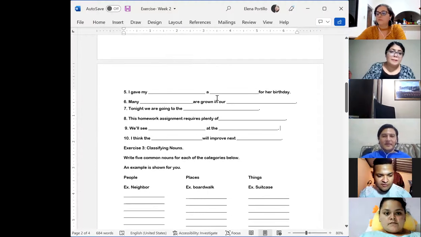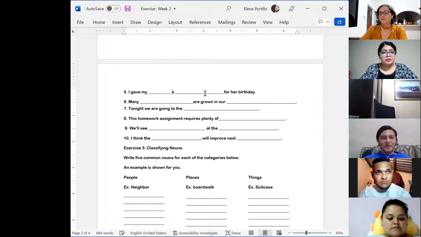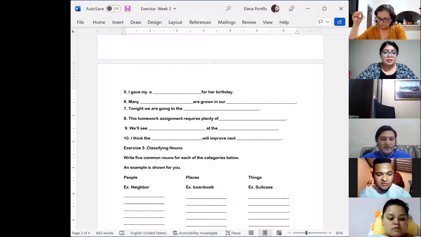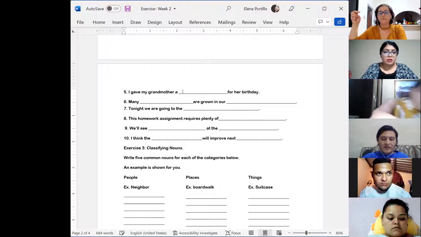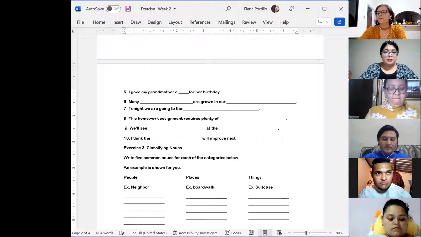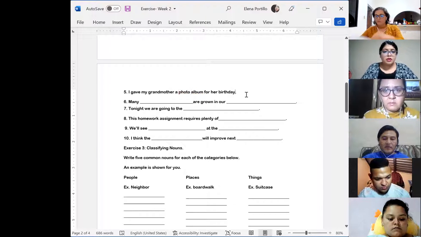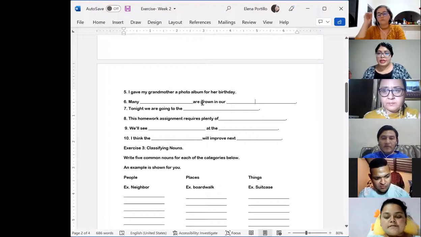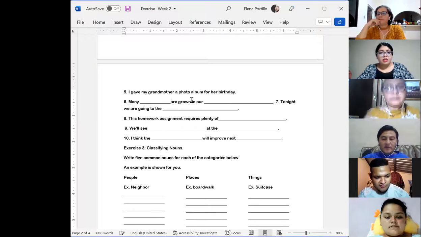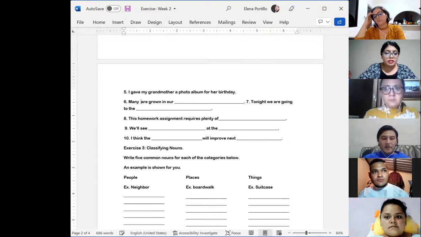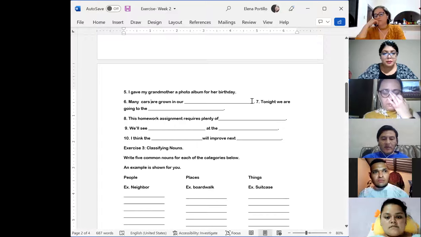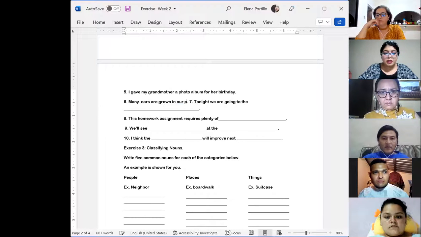Roberto, for number five. Yes. I gave my grandmother a photo album for her birthday. A photo album. Okay. Thank you. Okay. For her birthday. Good. Let's see. Ailey, number six. There are many cars in our lot. In our lot. Lot. Yes. Like this? Yes. Okay. Thank you.